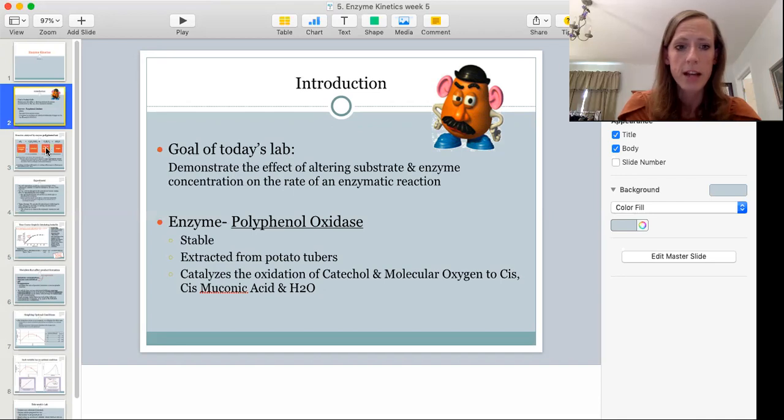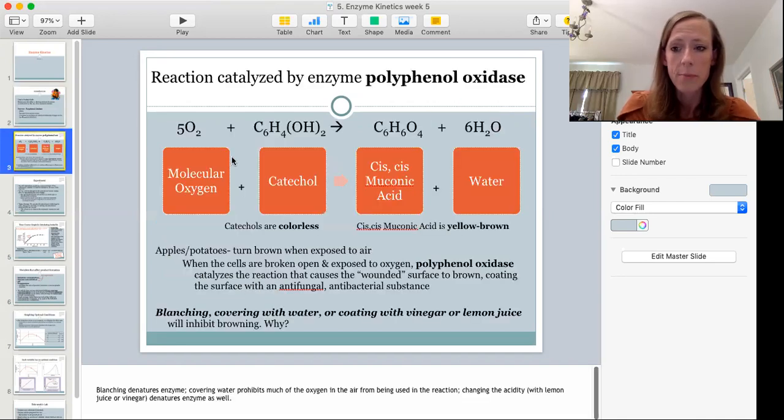So we're gonna flip to the next slide where I have this reaction mapped out again for you. So molecular oxygen and catechol are what goes in. These are the substrates or reactants. And then the products are cis-muconic acid and water, okay? So that's basically the mapping out of our enzymatic reaction. And of course, the reaction itself is catalyzed by our enzyme, polyphenol oxidase. So it helps to facilitate this reaction.